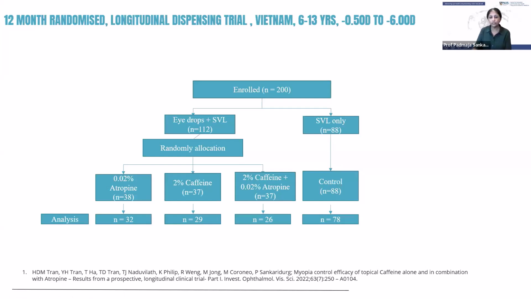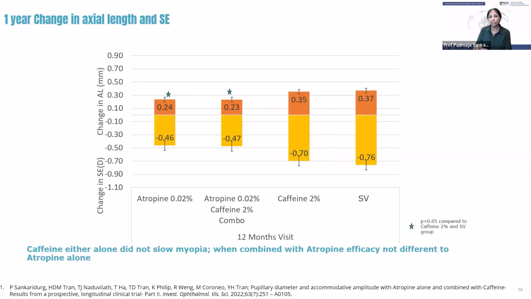So we monitored these children for 12 months. They were examined at frequent intervals through this 12-month period. They were seen at 3, 9, and 12 months. So what I have here is the data with respect to 12 months. We have the axial length change in the bright orange bars, and the yellow bars refer to change in spherical equivalent. What you see here is that in the single vision lens wearing eyes, the eyes progressed by 3/4 of a diopter and 0.37 millimeters.